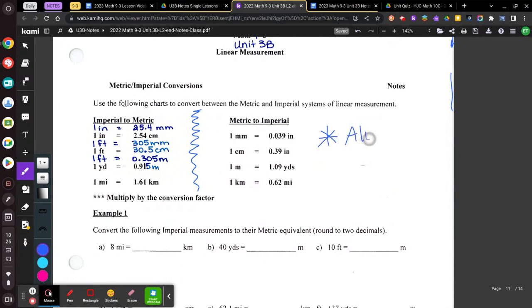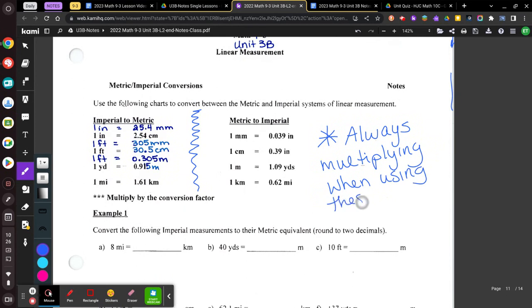We are always multiplying when using these two charts.